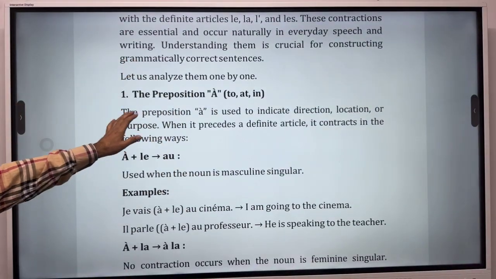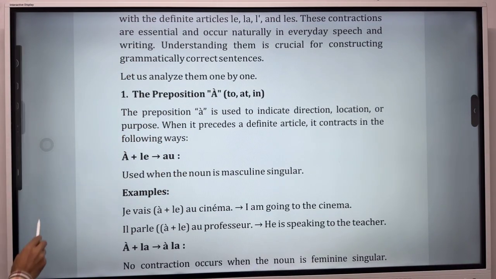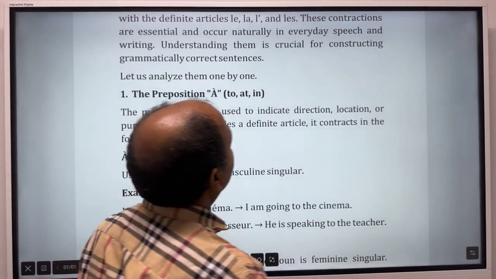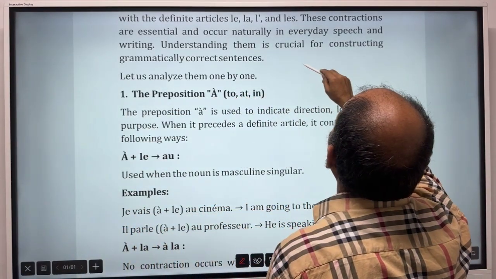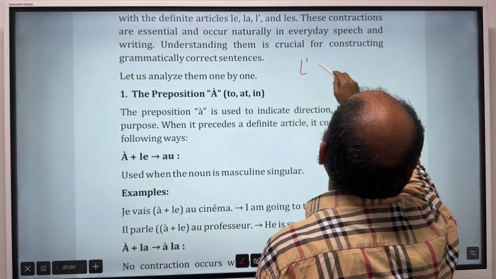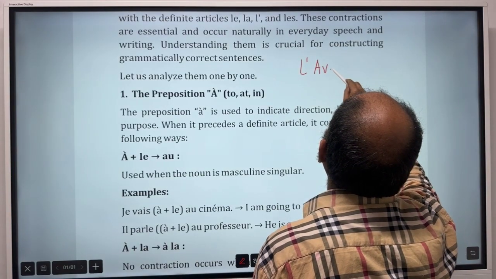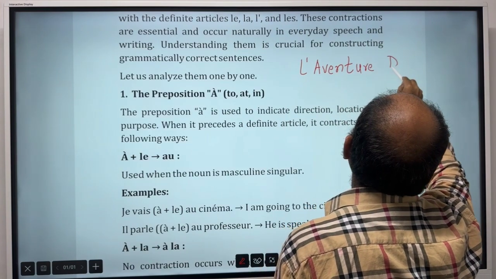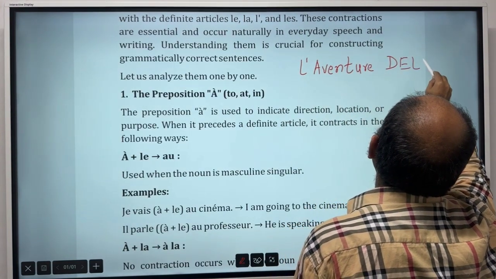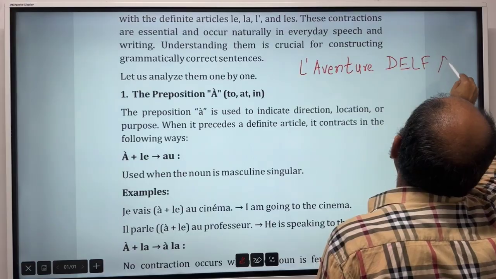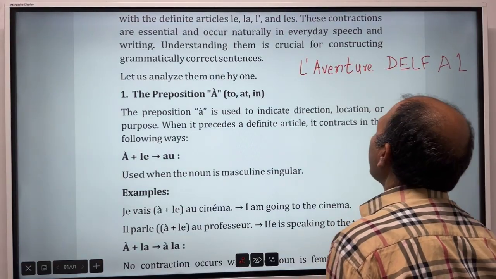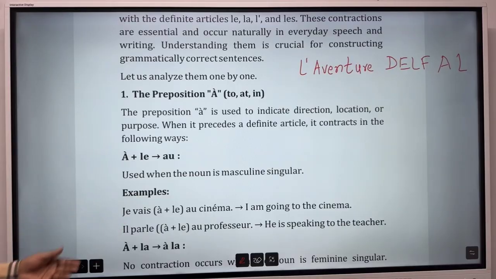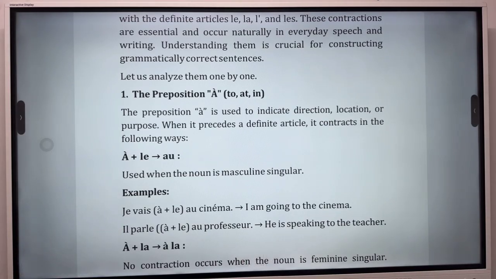If you remember, I told you these pages are taken from my book. The name of the book is L'Aventure DELF A1. This is a very good book. You are seeing how the things are explained. It will be very useful.